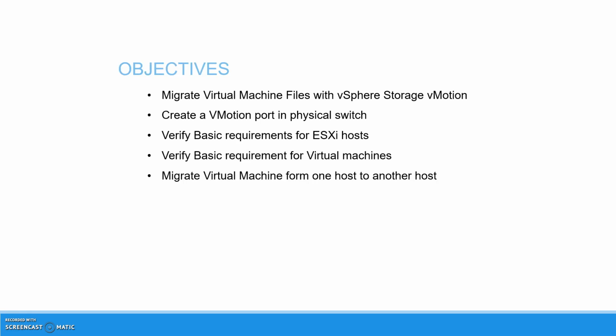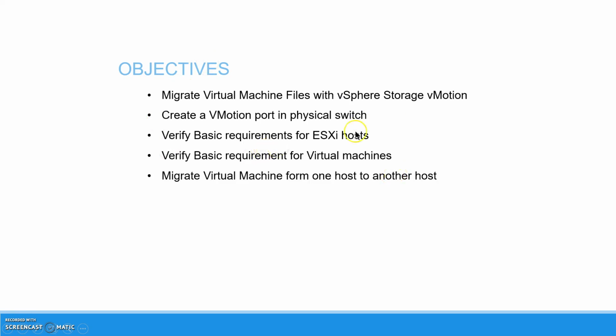In this lab, I will cover how we can migrate a machine's files from one database to another database, which is shared between two hosts. How can we create a physical switch for a particular vMotion port? How can we change a basic requirement which is needed for the migration in the ESXi host, and also a basic requirement for the virtual machine? And how can we move a live machine from one host to another host?